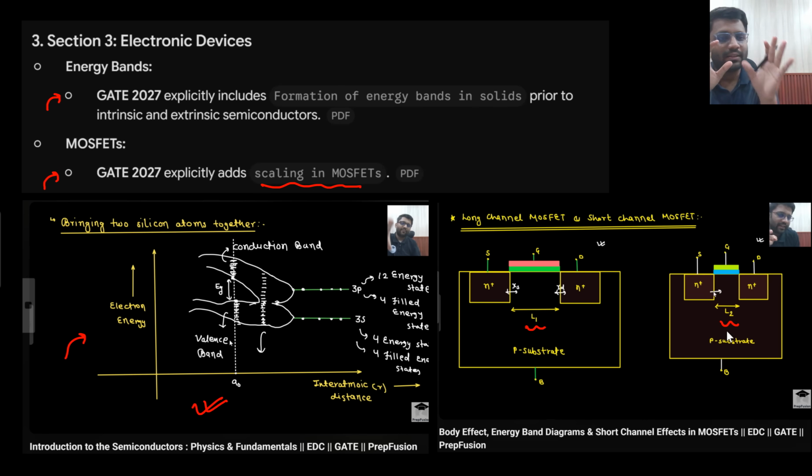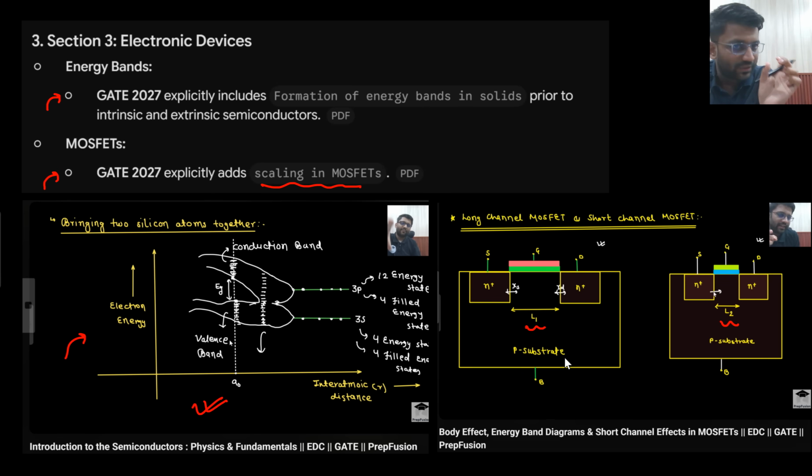So over the years, what engineers are trying to do is reduce the channel length. This is known as scaling in MOSFETs, and it is the most important topic when it comes to interviews. As an analog IC design engineer or digital IC design engineer, your first target would be to use the channel length as small as possible.